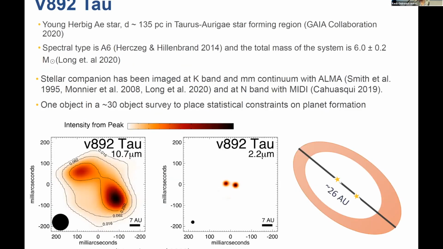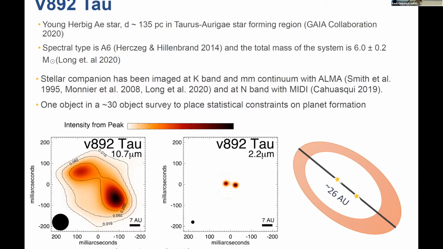V892 Tau is one of these stars with a circumbinary disk. It is a young Ae star located 135 parsecs away in the Taurus-Auriga star-forming region. It is an A-type star, and the total mass of the system is about six solar masses.